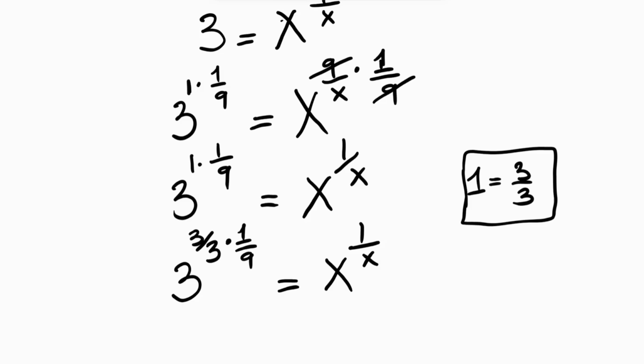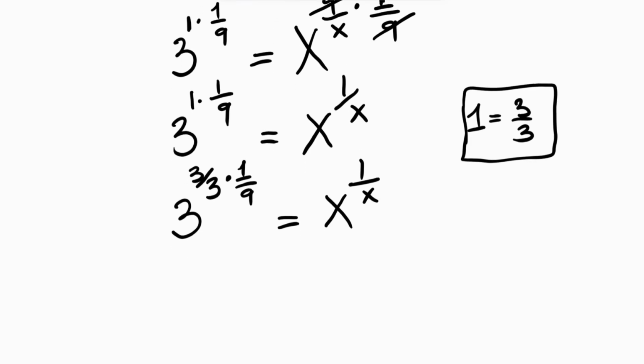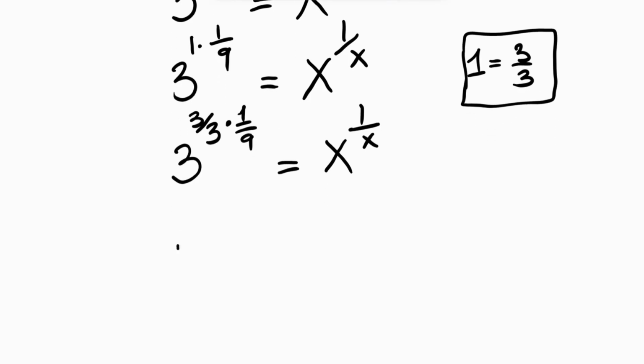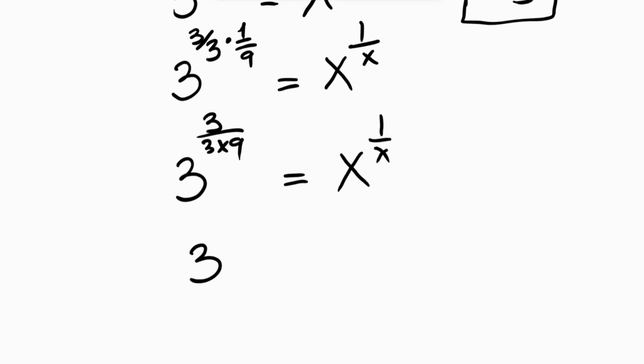Now what we're trying to do is rewrite the left-hand side to look like what we have on the right-hand side. We have on the right-hand side x raised to power 1 over x. So we're trying to rewrite the left-hand side to look the same way, but with numbers. On the left-hand side, we have 3 raised to power 3 divided by 3 times 9 equals x raised to power 1 over x. So this becomes 3 raised to power 3 over 27 equals x raised to power 1 over x.